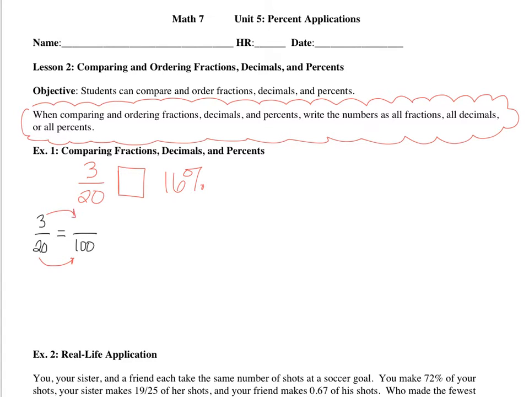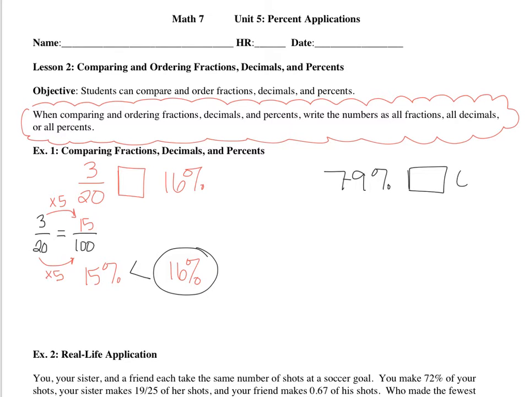So I can use my mental math method. I know that 20 times 5 is 100, so 3 times 5 will give me 15. That means that 3/20 is the same as 15%. When I write it that way, I realize 16% is a greater rational number. All right, I'm going to give you another one to look at. Which one's greater, 79% or 8%? Work this out on your paper and answer the question.